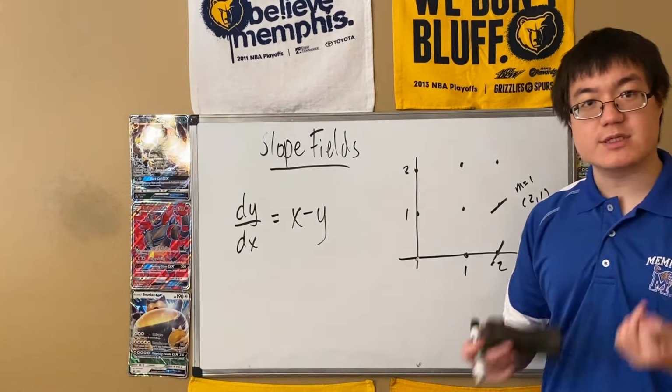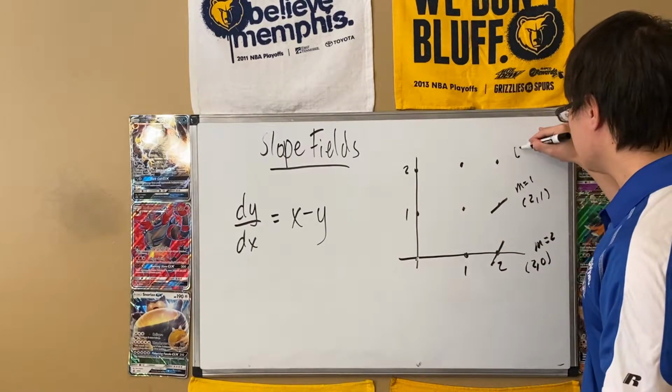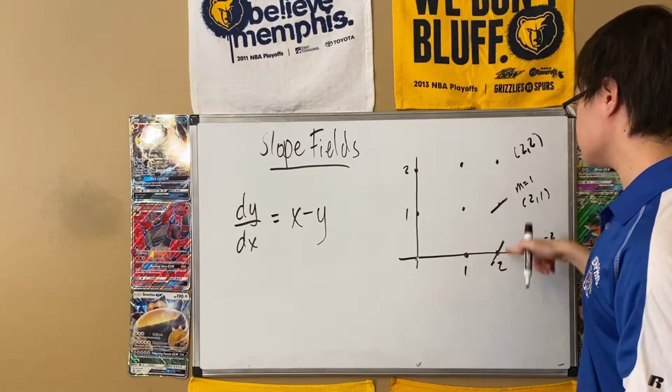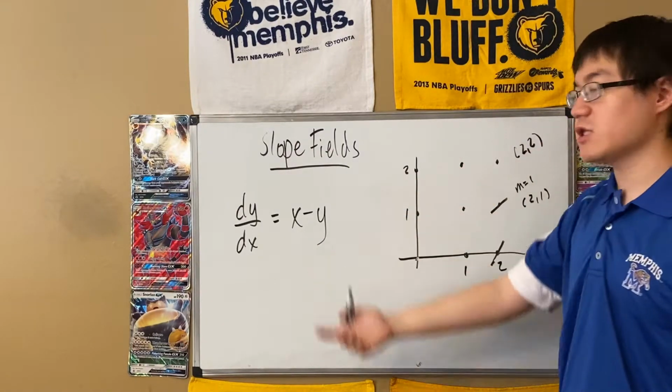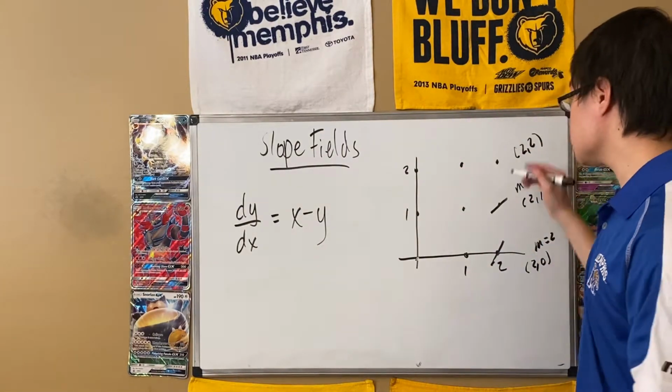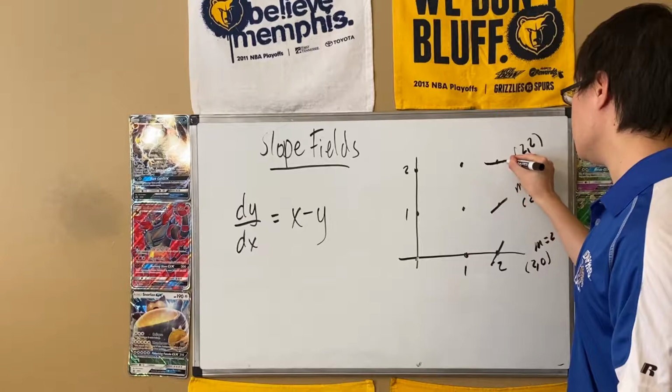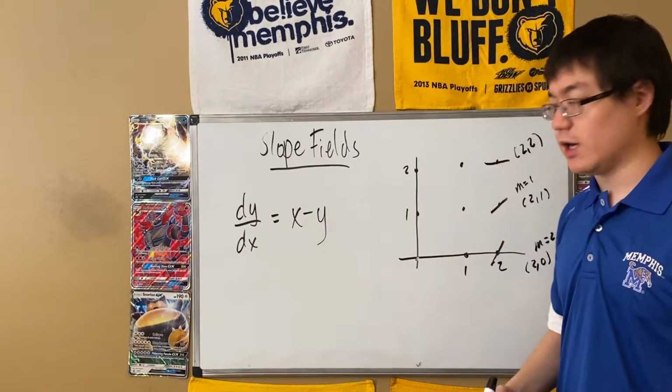So let's keep going with these 9 dots. Hopefully you see what I'm doing here. So let's say that this one is 2, 2. What you're going to do is plug in the x coordinate and the y coordinate again. Looks like they're both 2, so it's going to be slope 0. Slope 0 is the one that I can perfectly draw because it's going to be a perfectly horizontal line.